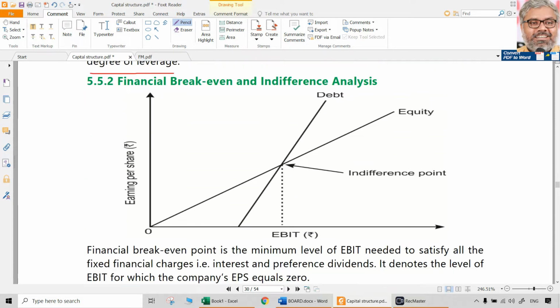That is the EBIT EPS analysis. Now, financial break-even and indifference analysis. Let us see that. What is this financial break-even and indifference analysis?